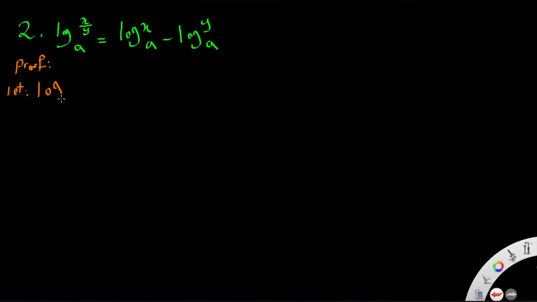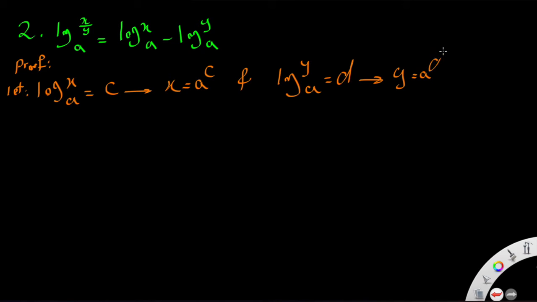Now, the second law of logarithms. Log of x over y to the base a will be equal to, if you remember in O level, when you wanted to divide indices, powers are subtracted. Here it's also converted to subtraction of logarithms. It will be log of x to the base a minus log of y to the base a. So I write as the proof, let log of x to the base a be, for example, c. So x is equal to a to the power of c, and log of y to the base a be d. So y will be a to the power of d.